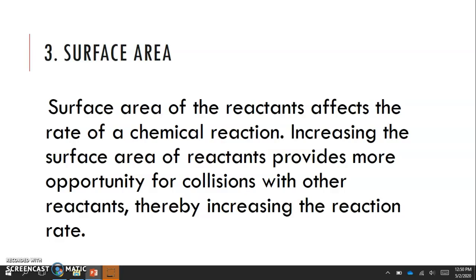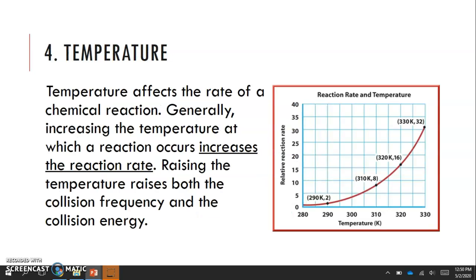Surface area can also affect reaction rates. Increasing the surface area of reactants provides more opportunity for collisions, which makes sense, right? If you've got a larger surface area, it's more likely that something will come into contact with you. And this overall increases the reaction rate.